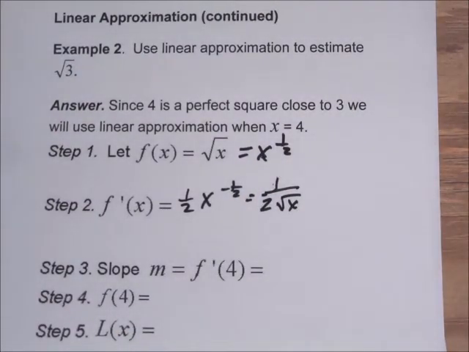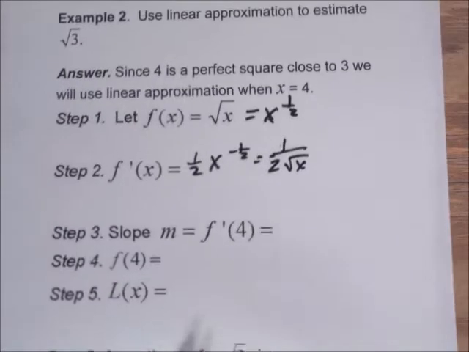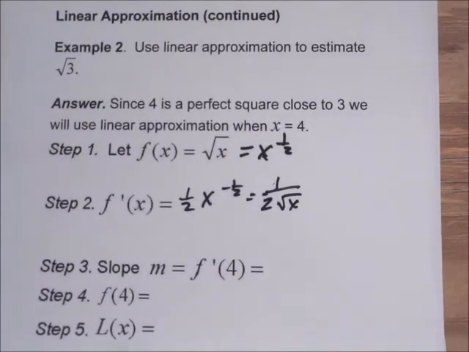So then we compute the slope. We want a perfect square that's close to 3. So 2 squared is 4. That's pretty close to 3.